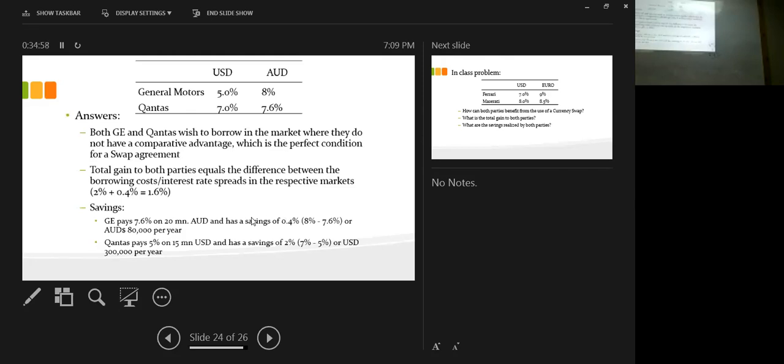So you don't have to worry about the initial exchange of principal because that would have gone at the exchange rate. There's nothing we could have done about that. The only way we're looking to save now is in borrowing costs. Because Qantas took out the loan in AUD, we only pay 7.6 instead of 8, and GE took out the loan in dollars for Qantas, so Qantas pays 5%. So this is just to identify savings, and then you need to multiply it up to determine the value. Any questions?